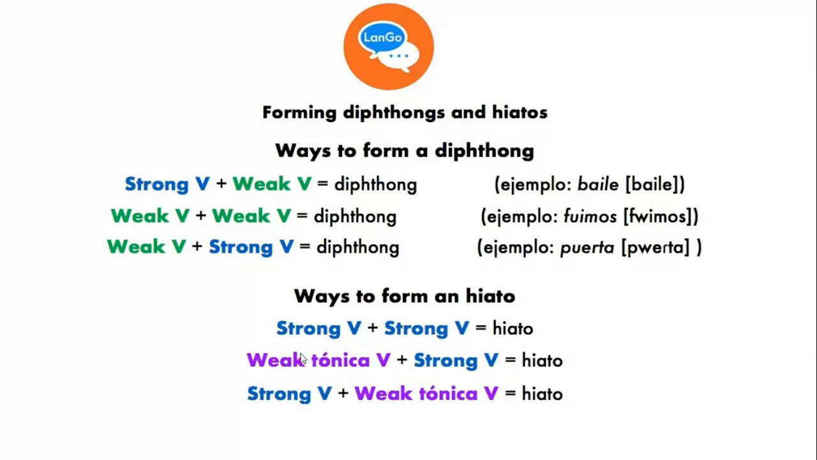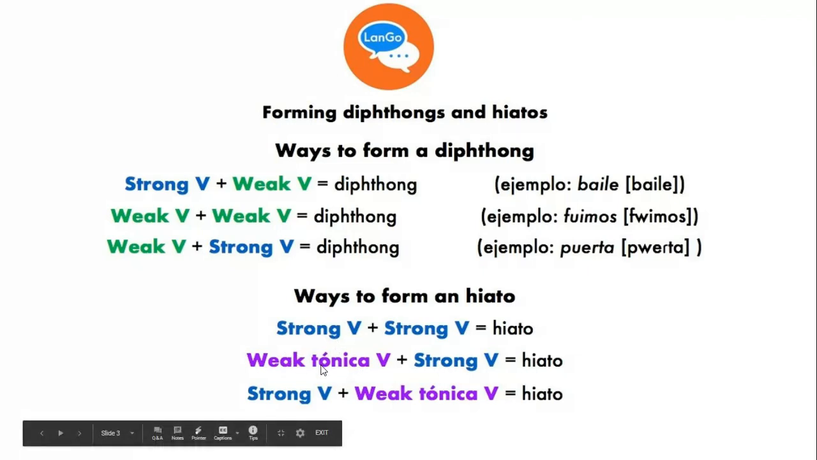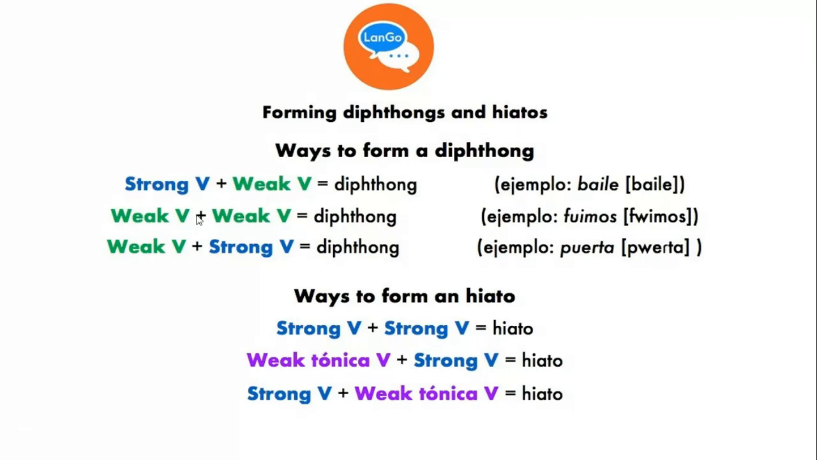Also, if you have a weak vowel that gets an accent, and a strong, or strong and then weak with an accent, either way, once that weak one gets an accent, it becomes strong. So essentially, they'd be strong and strong. And you cannot have two strong vowels together in the same syllable, and therefore they cannot be a diphthong. Diphthongs can only be a form of strong and weak, or weak and weak.